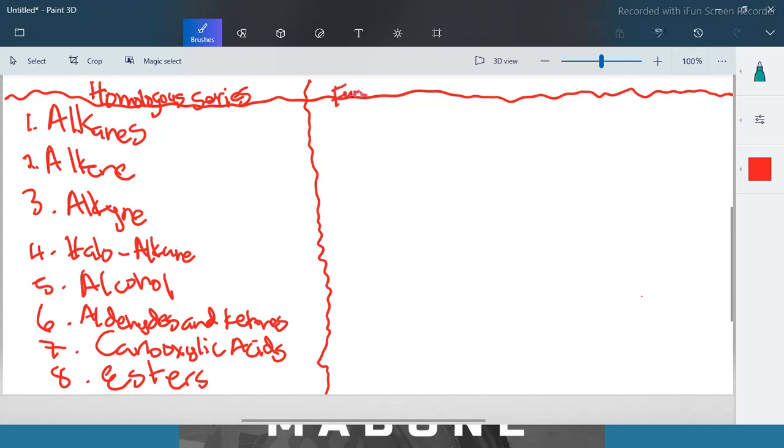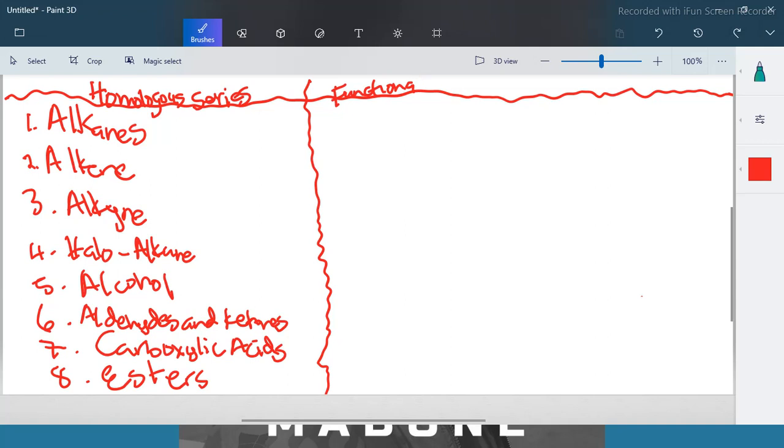Now, guys, a functional group. I am not going to define it. You can check your examination guideline, but I know what it is. Don't get it twisted. I know what it is.